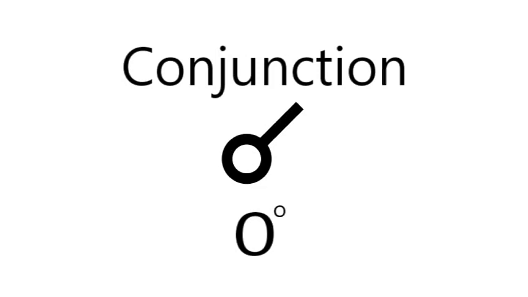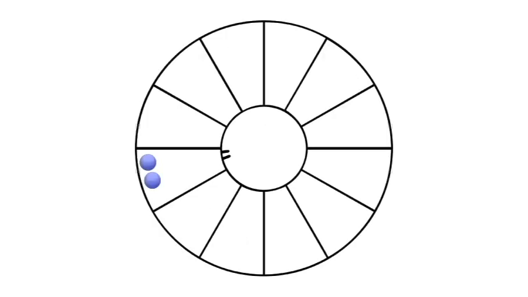First, we have the conjunction. This is its symbol. In a conjunction, 0 degrees separate the planets. This aspect is considered fortunate or less fortunate, depending upon which 2 planets are involved.